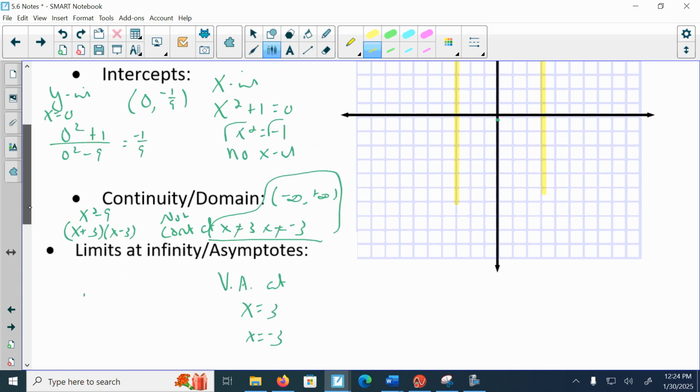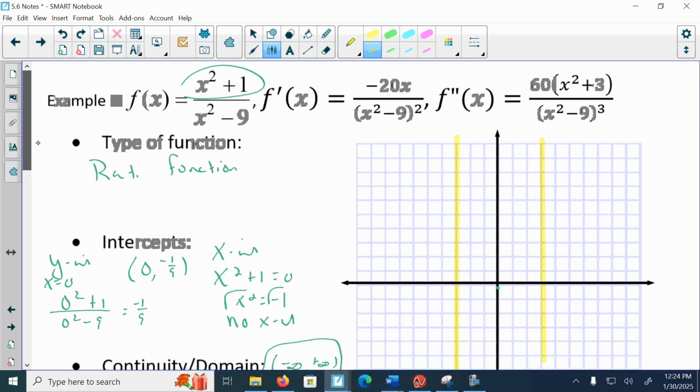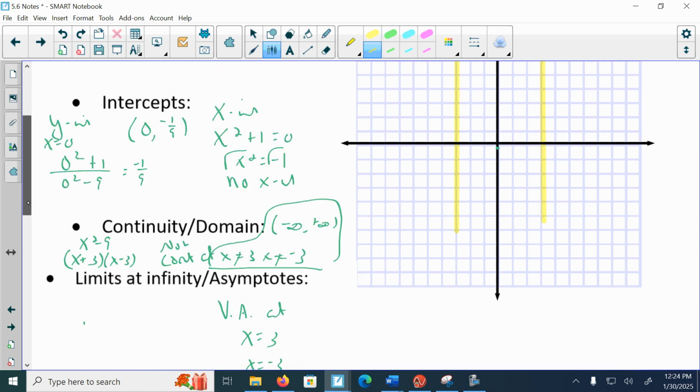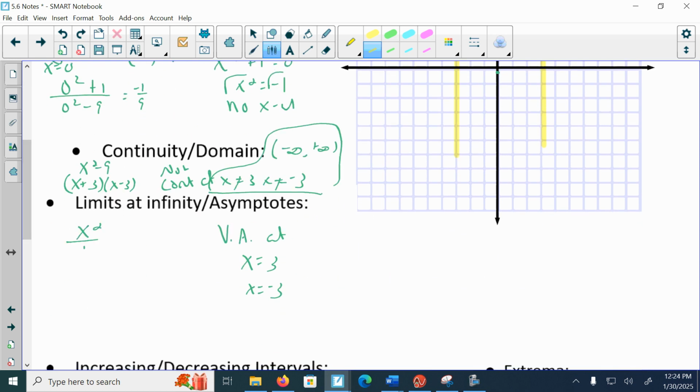Then when I talk about my limits at infinity, that's my end behavior, which means I have to look for any horizontal asymptotes. Here the degree of the numerator is 2 and the degree of the denominator is 2, so they're the same degree. It's like crossing out and just looking at x squared over x squared, which simplifies to 1, which means I have a horizontal asymptote at y equals 1.